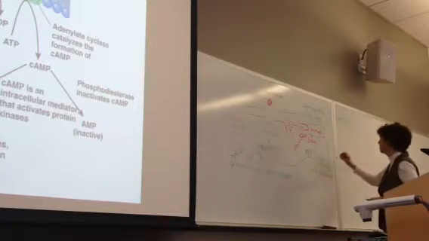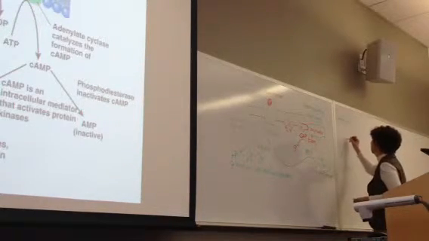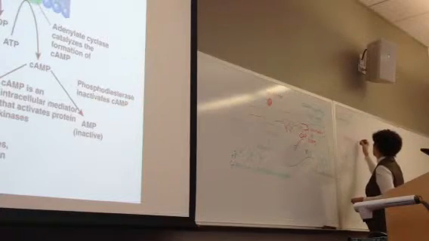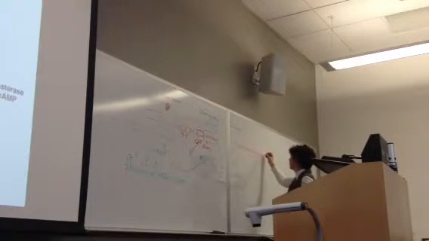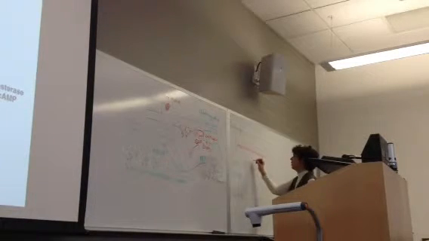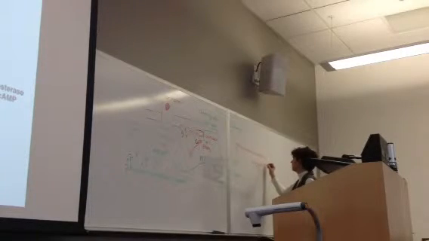So phosphodiesterase functions to degrade cyclic AMP.